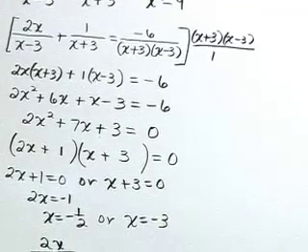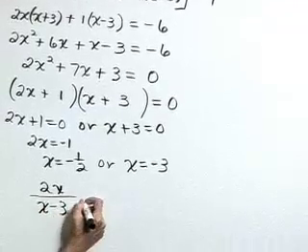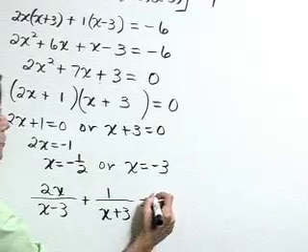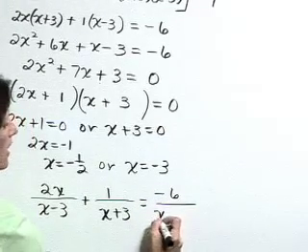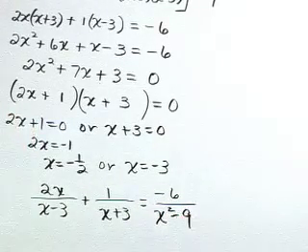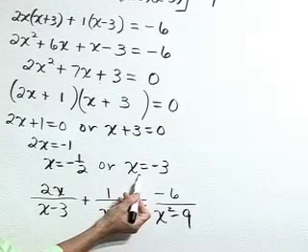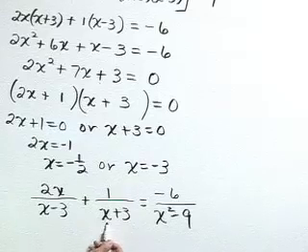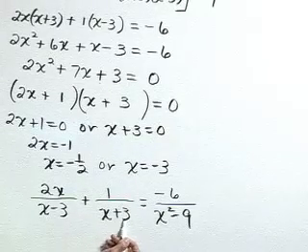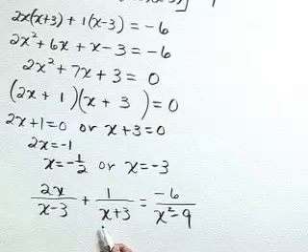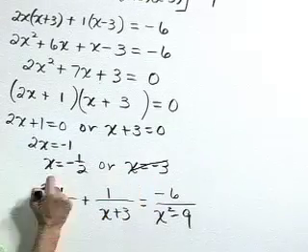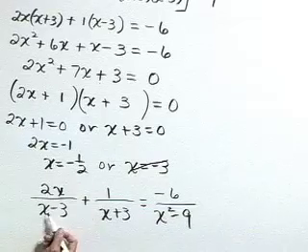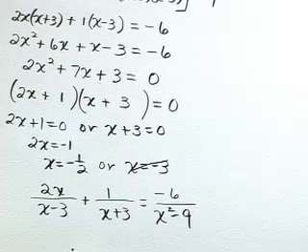Let me just rewrite it down here. It was 2x over x minus 3 plus 1 over x plus 3 is equal to negative 6 over x squared minus 9. Now let's notice that this proposed solution of negative 3 is going to cause a problem right here. If we substitute negative 3 in for x, we'll have negative 3 plus 3, which gives a 0 denominator. So we must exclude that or reject it as a possible solution. Negative 1/2 does not cause a 0 in any of these denominators.